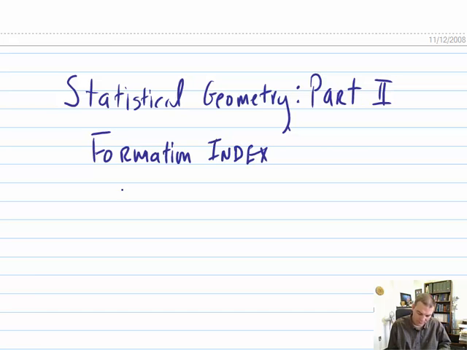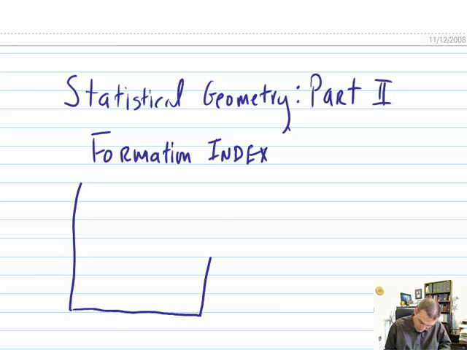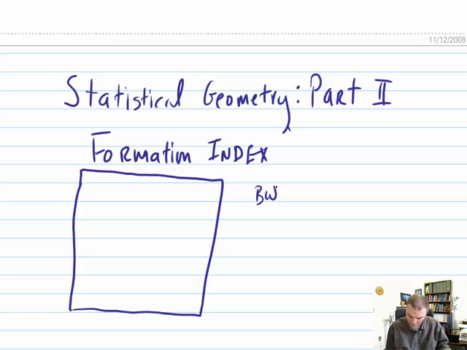Let me just revisit formation to make sure we have a clear understanding of what I mean when I talk about formation. So we can imagine that there's a paper sheet here, and it has an overall basis weight, given by the mass of the sheet divided by the area of the sheet.